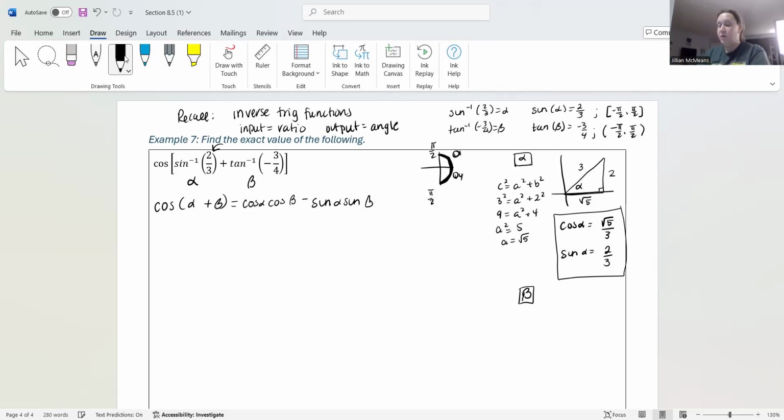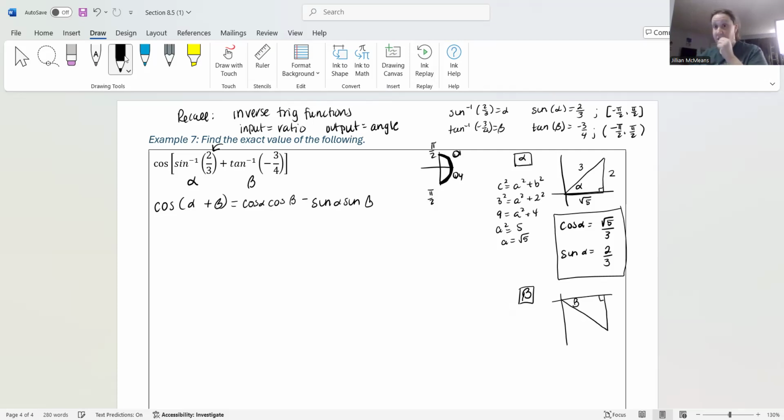Okay, well, for beta, we're looking at inverse tangent of -3/4. Well, tangent is negative in quadrant 4, so we need to build our angle in quadrant 4. Okay, so we're going to build it like so. So there's my angle beta.